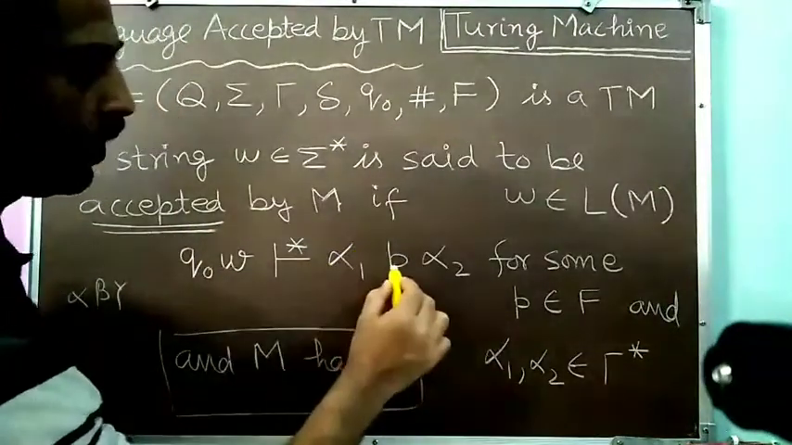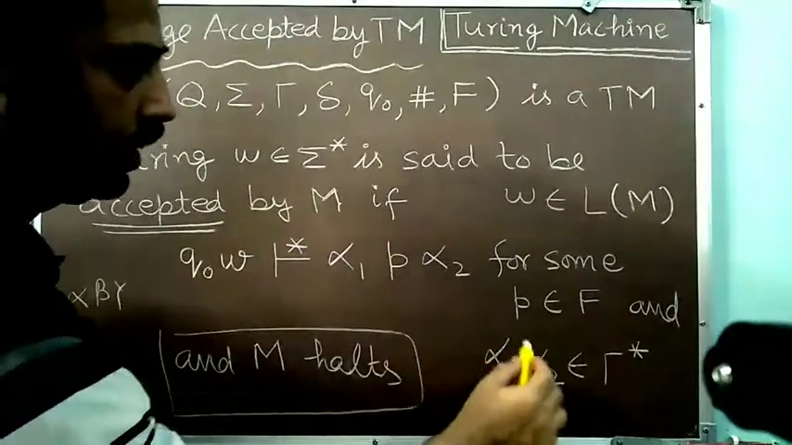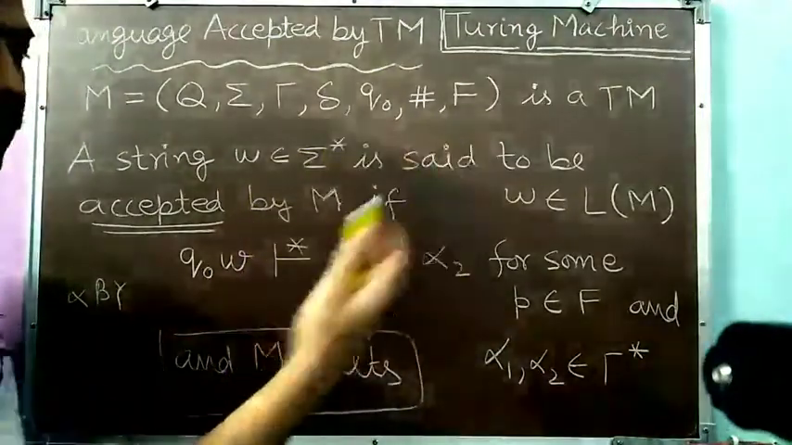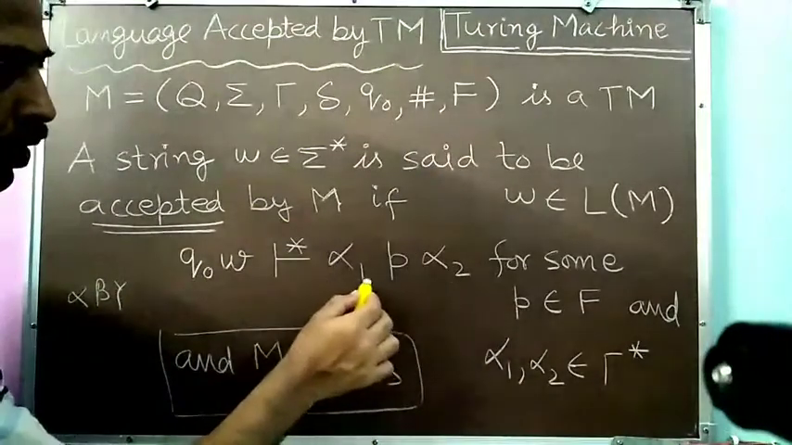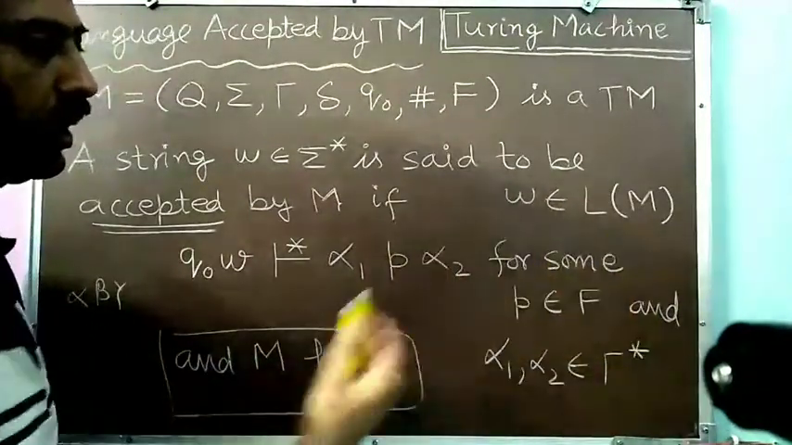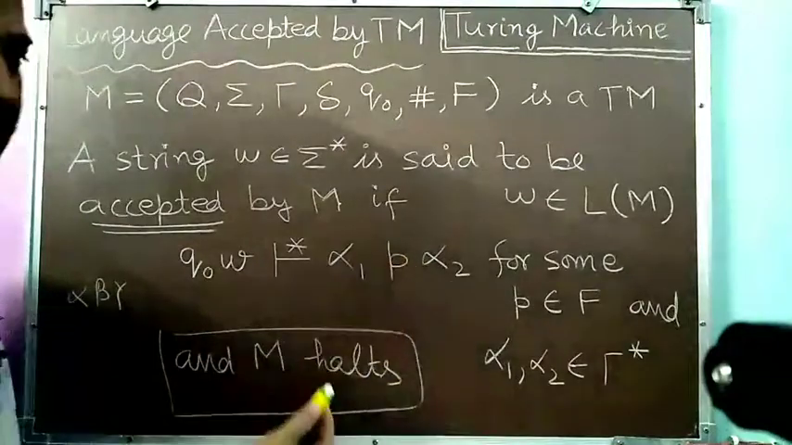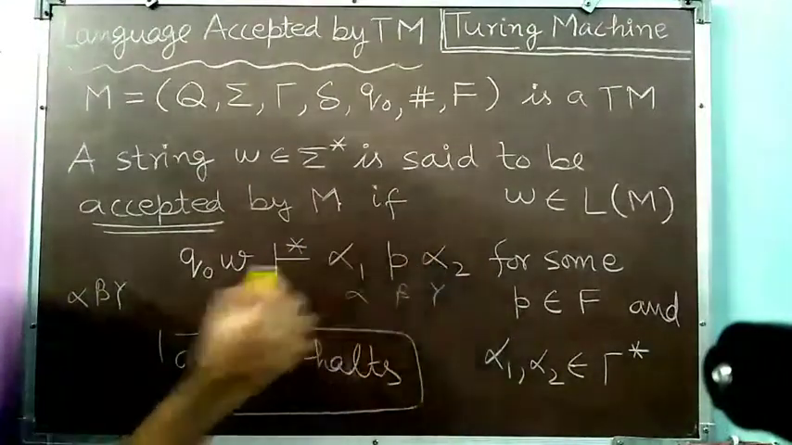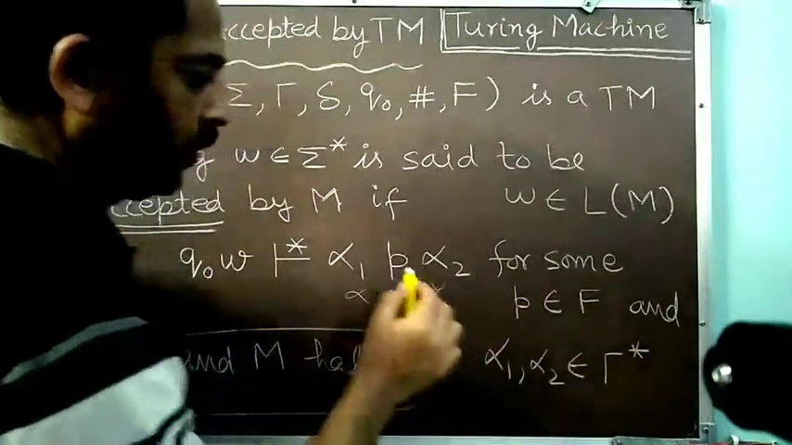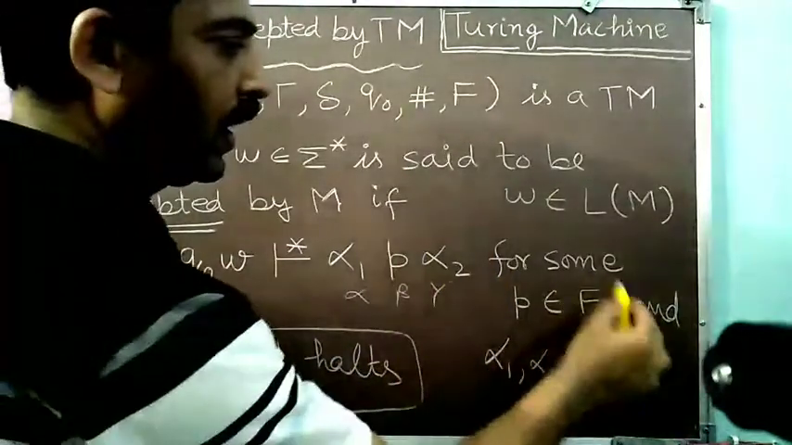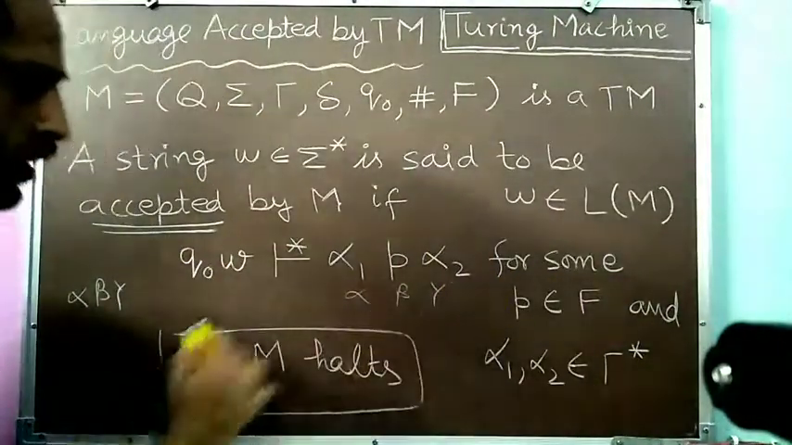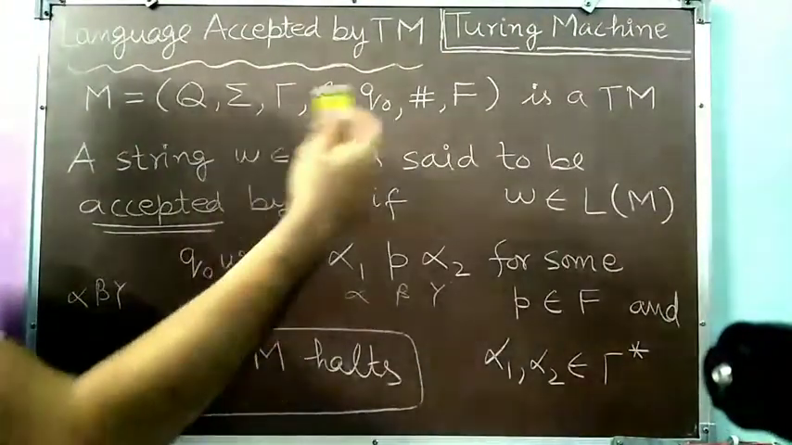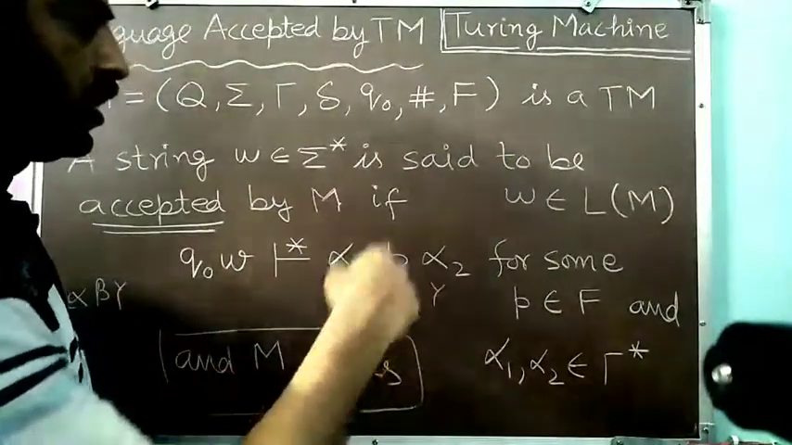The initial ID moves to another ID, α1 p α2, where α1 and α2 belong to Γ*. These are the parts of the strings stored over the tape. So something is stored to the left of the state, something is stored to the right of the state, and p is the current state. So basically, alpha, beta, gamma, we reach an ID of this form, where p belongs to F, meaning p, the current state, is a final state, and M halts. In that case, we say that string W is accepted by the given machine, and it is a part of the language defined by the machine.